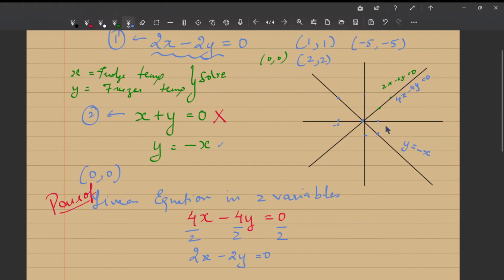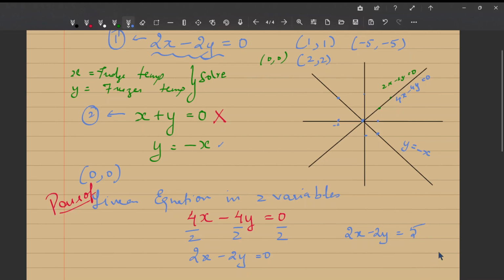What if the lines are parallel? What if you get information which represents some line which is parallel to 2x minus 2y is equal to 0? Consider this equation, say 2x minus 2y is equal to 5. So you will get a parallel line. Again, these lines will never meet, so you will not get a solution.